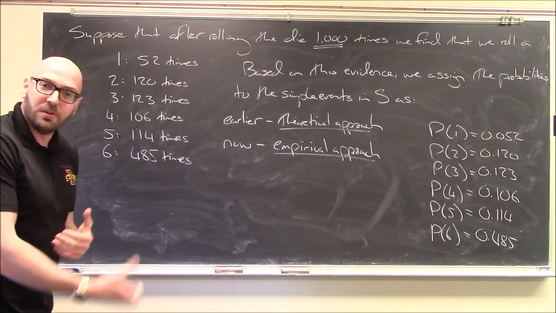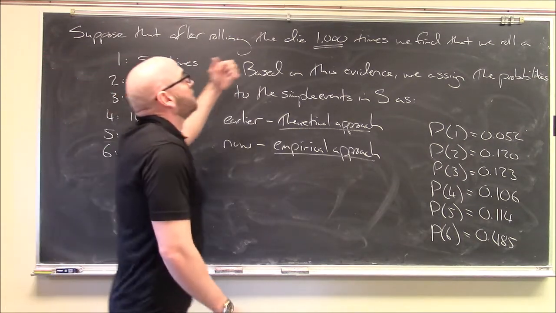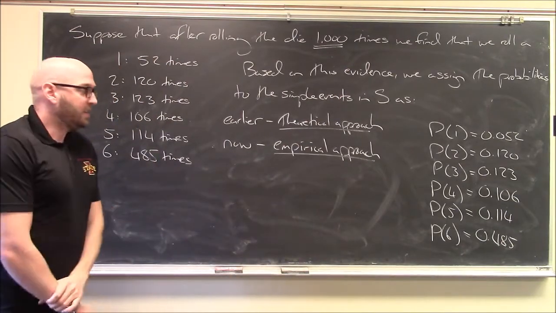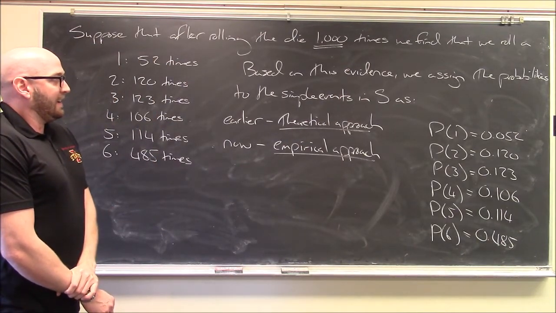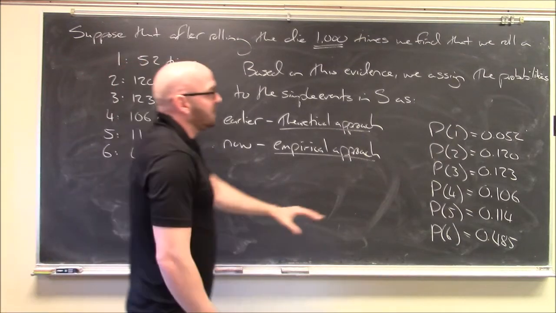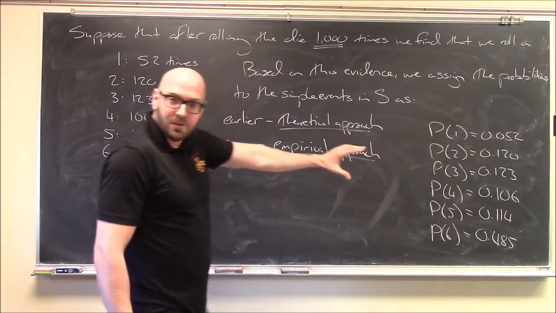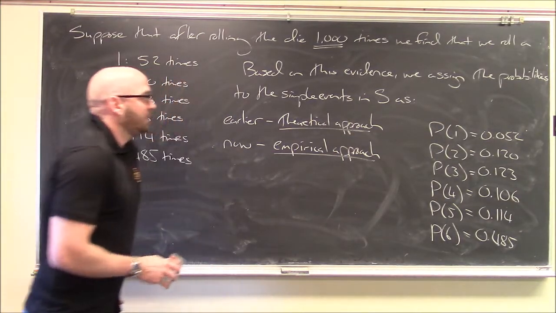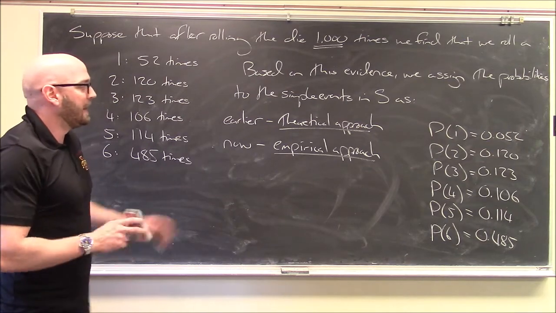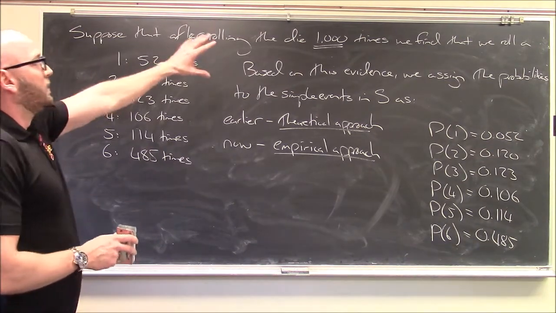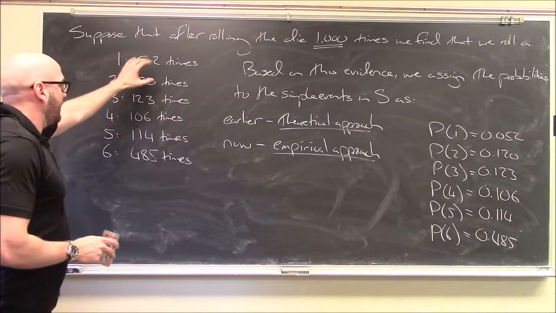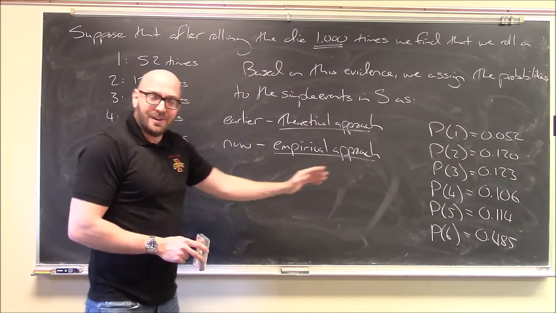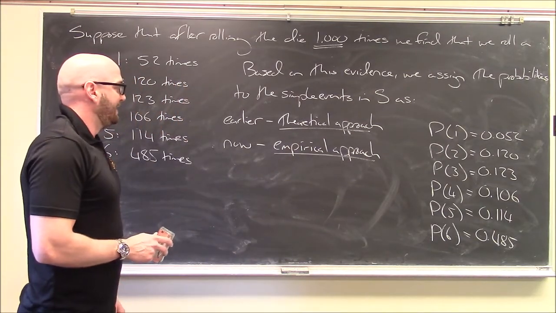If I wanted it to be even closer, I could roll it 10,000, 100,000, 1,000,000 times. And as I increase the sample size, the law of large numbers says that the probability that we measure should be getting closer and closer to the true probability. So I think we'll have something to say about the law of large numbers, maybe in the next section. But for now, just be aware that as long as you perform many, many of these experiments, the empirical data that you have should be very close to the actual true probability.